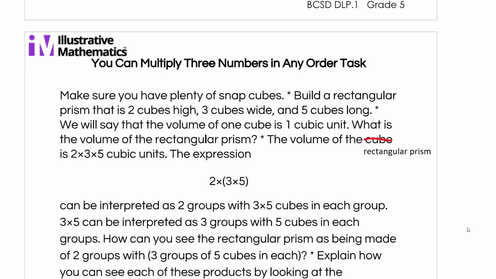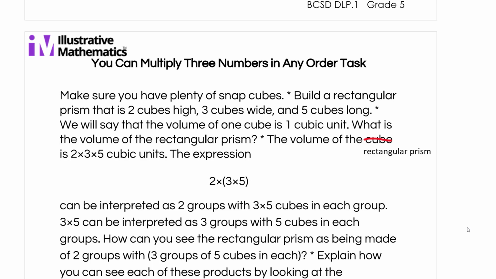Okay, so build a rectangular prism that is 2 cubes high, 3 cubes wide, and 5 cubes long. We will say that the volume of 1 cube is 1 cubic unit. We know what that looks like, one of those little cubes. What is the volume of the rectangular prism?